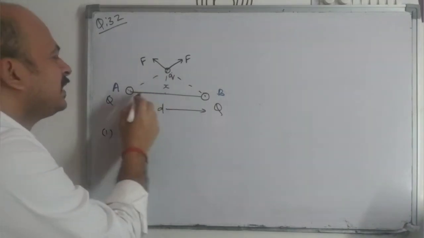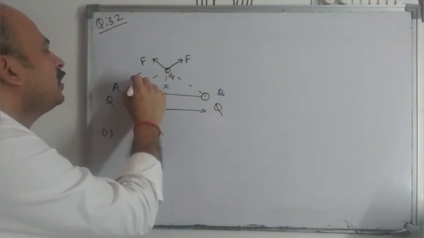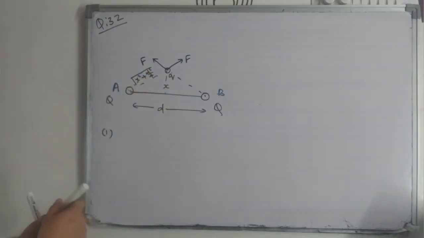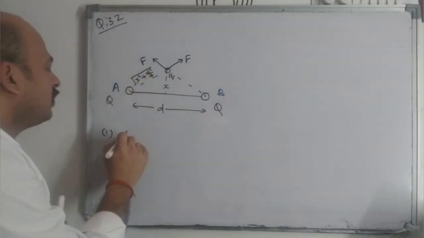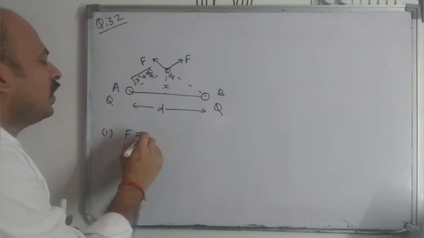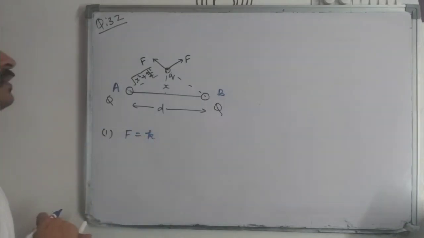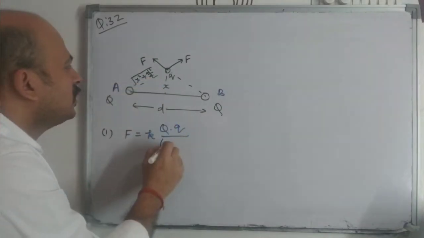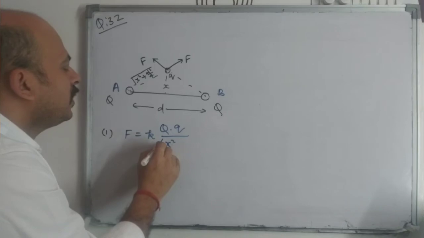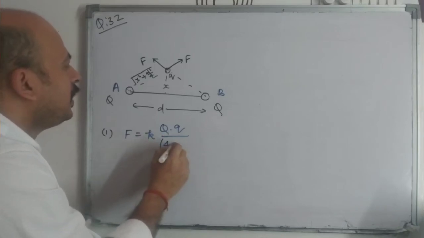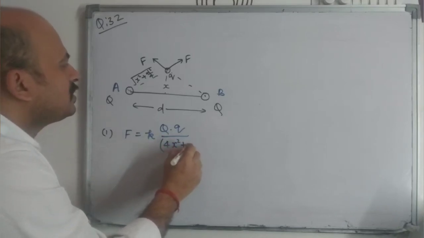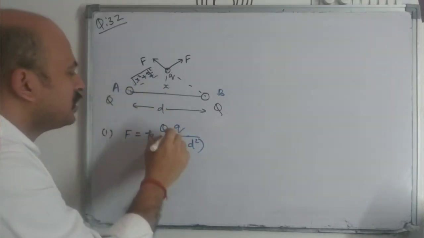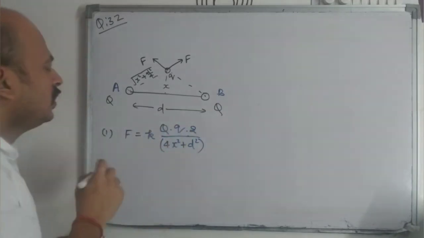So if this is x and this is d by 2, then the distance will be under root x square plus d square by 4. So F will be equal to 1 upon 4 pi epsilon naught, that is k, capital Q small q upon the square of this. So it is 4x square plus d square, and the square root of 4 is 2. So that is F.